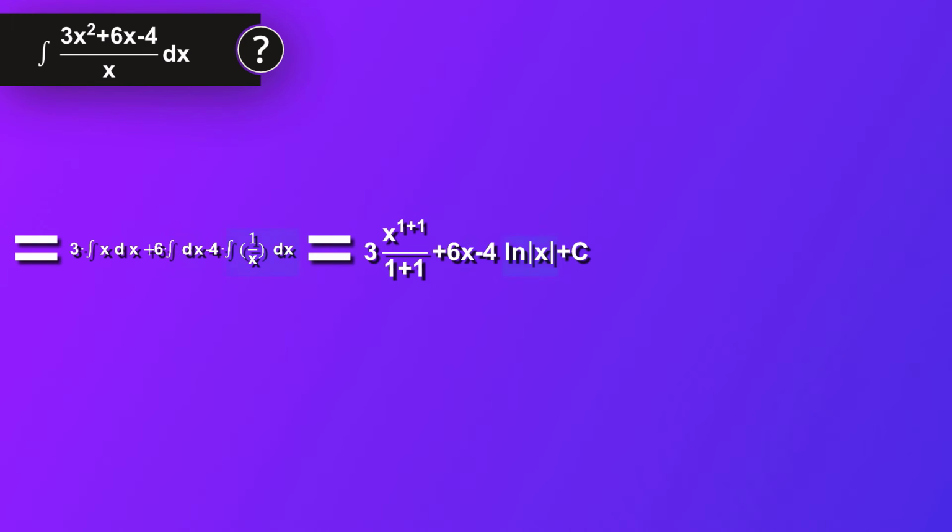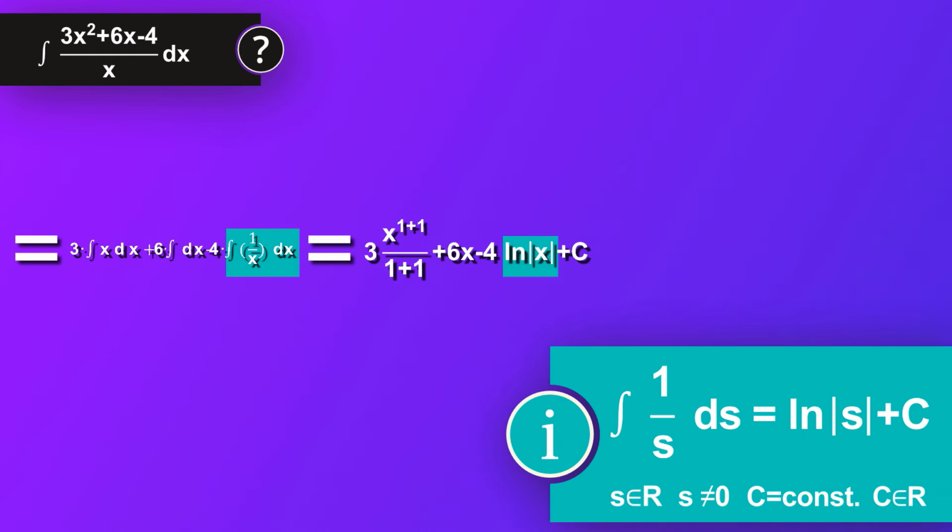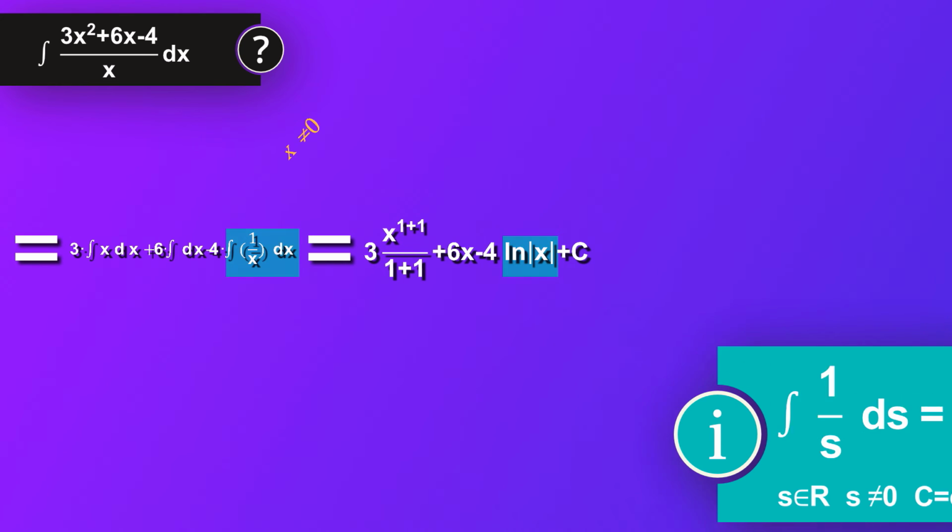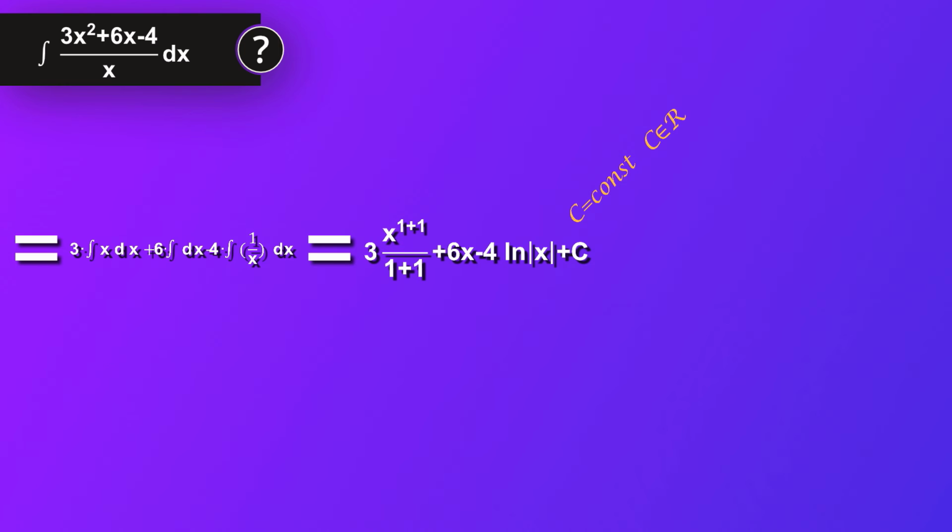For the last integral, we can apply the formula which says the integral of 1 divided by s by ds equals the natural logarithm of the absolute value of s plus constant c. In our case, s is x and we've got minus 4 multiplied by the natural logarithm of the absolute value of x. And now we add constant c to our whole equation. In result, after simplifying, the solution is 3 over 2 multiplied by x squared plus 6x minus 4 natural logarithm of the absolute value of x plus constant c.